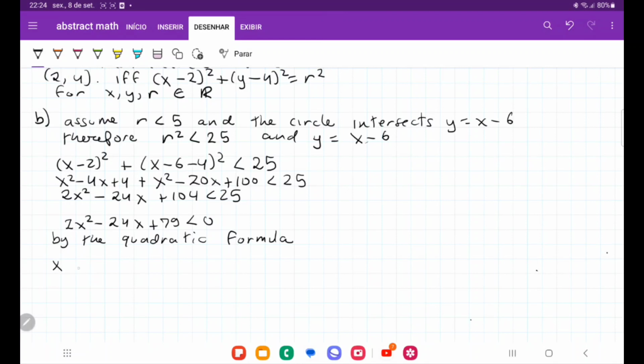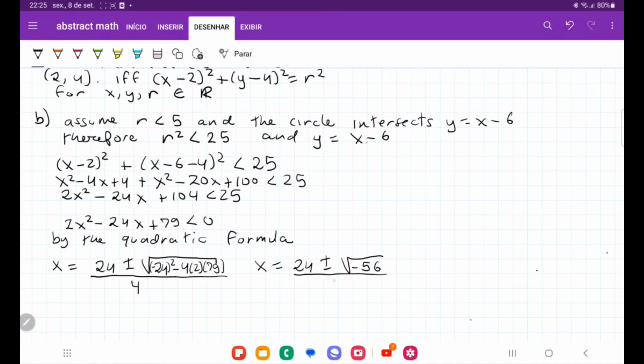So x is going to be equal to minus b, so that's 24, plus or minus the square root of b squared, so that's going to be 24 minus 24 squared minus 4 times 2 times 79, divided by 2a, so divided by 4. And so I have here that x is going to be 24 plus or minus, let's see, 24 squared minus 4 times 2 times 79. That's going to be the root of minus 56, over 4.